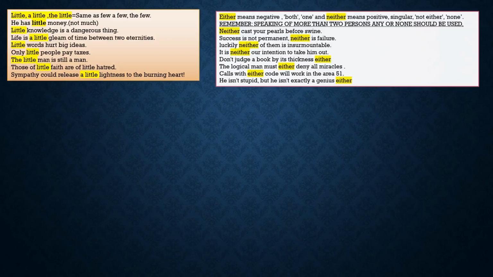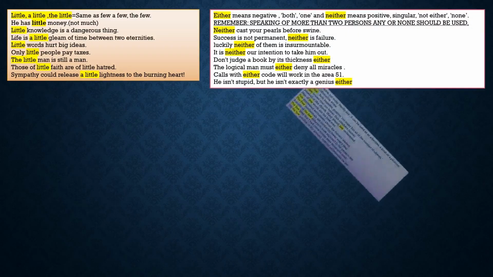Luckily, neither of them is insurmountable. It is neither our intention to take him out. Don't judge a book by its thickness either. The logical man must either deny all miracles. Calls with either code will work in the area. He isn't stupid, but he isn't exactly a genius either.